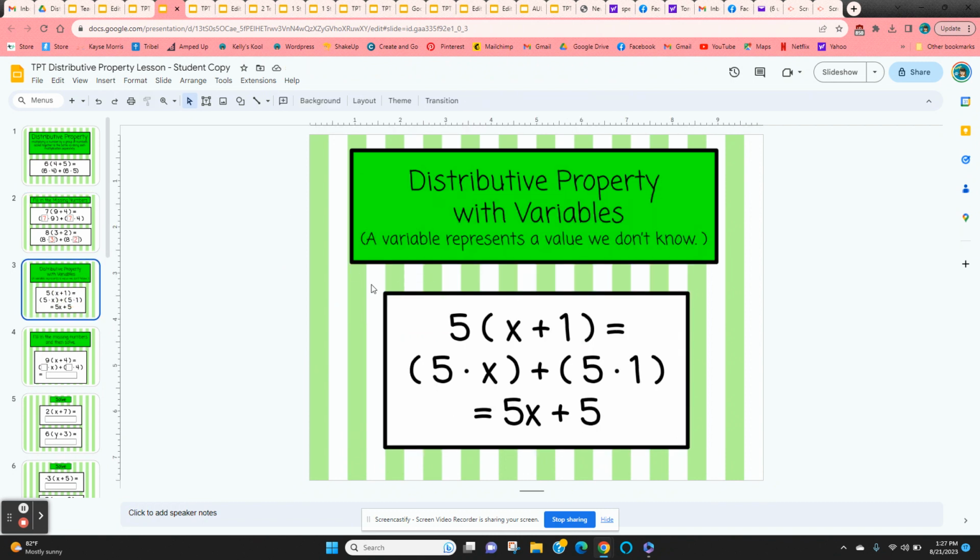Now next it shows them how to use the distributive property with variables. It explains what a variable is. So it works the same way. So this would be 5 times x plus 5 times 1. And that would give you a solution of 5x plus 5.